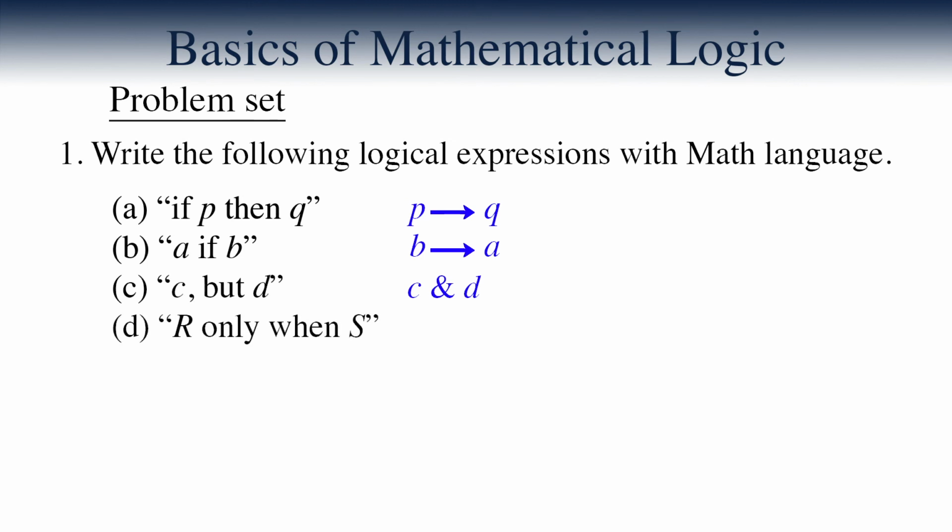Expression D states, R only if S. So, obviously, if R is true, we conclude that S is true. It's the same expression as, if R then S. So, we write R implies S.